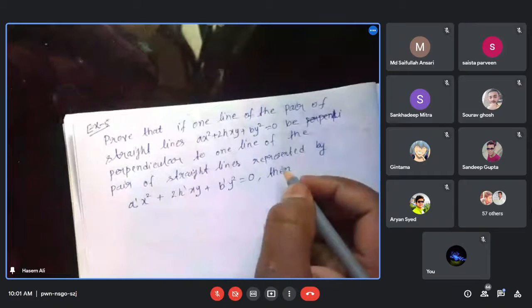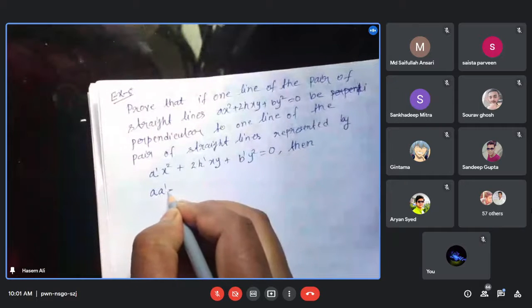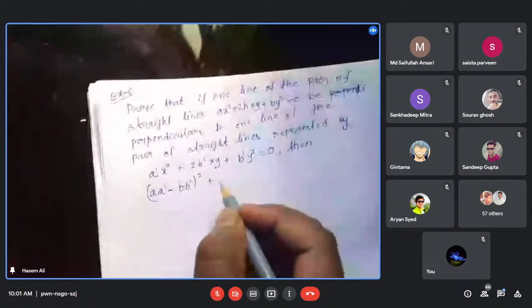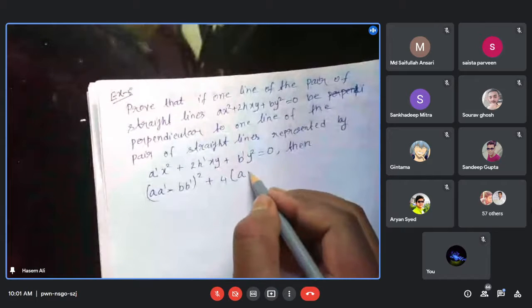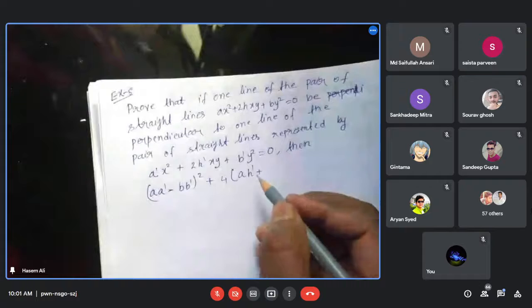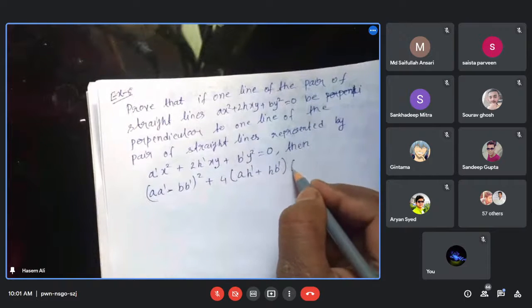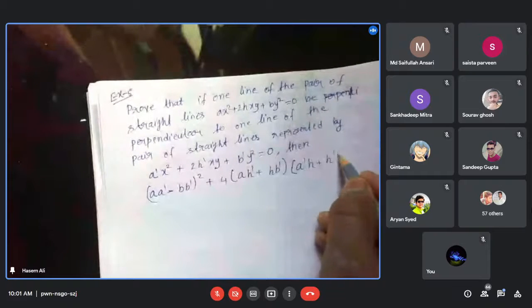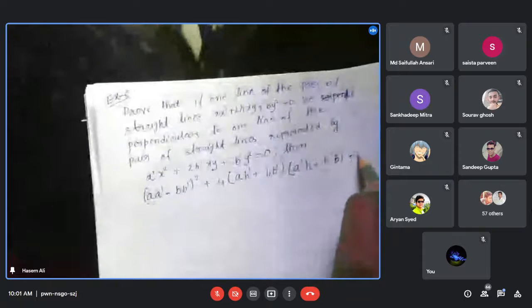Then a dash minus b dash plus 4 into a h dash plus h b dash into a dash h plus h dash b. This is equals to 0.